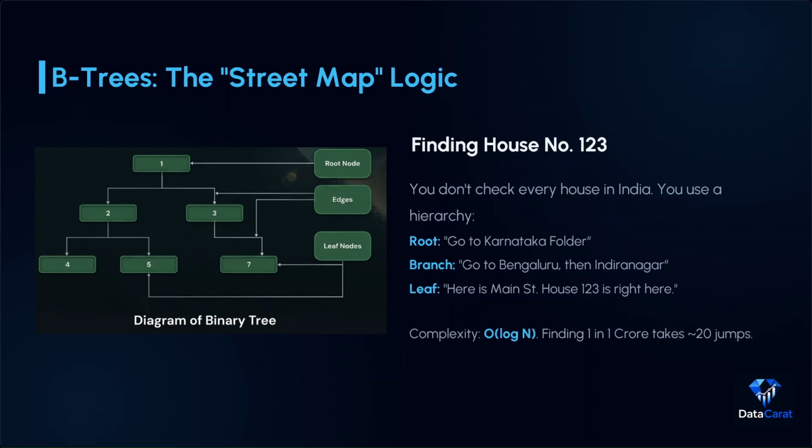Mathematically, this turns our O of n search into an O of log n search. In plain English, finding one specific record in a 1 crore row table will take only about 20 jumps or operations instead of the linear 1 crore.